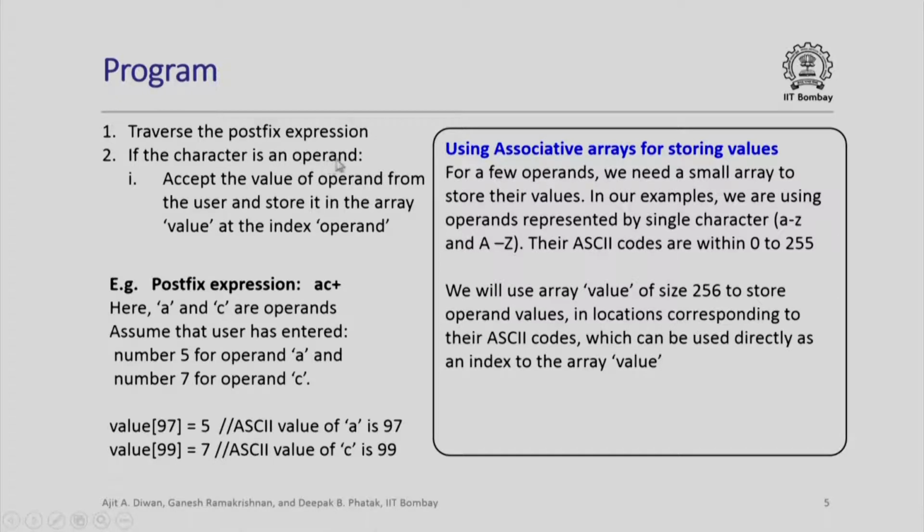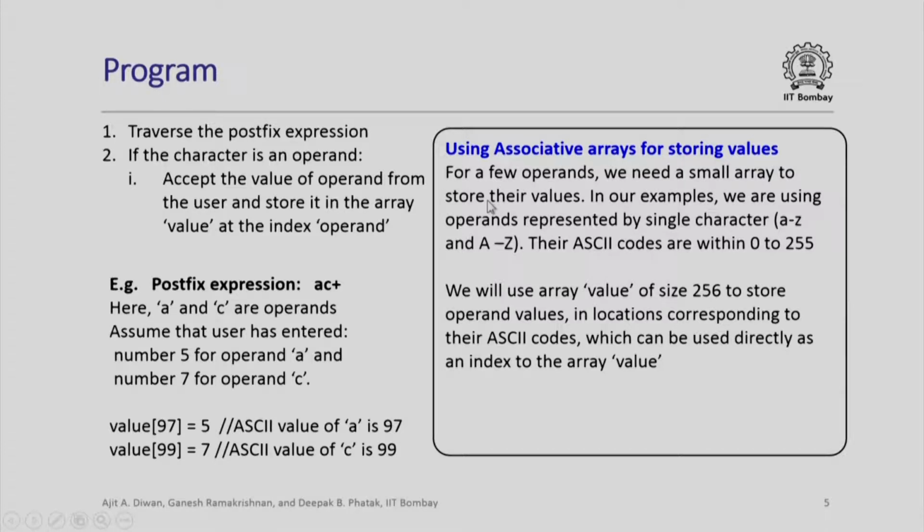Now, let us look at the character being an operand. What are we supposed to do if the character is an operand? We have to accept the value of the operand from the user and store it in an array value. Here we do an interesting thing. We use associative arrays for storing values. Those of you who have done the CS101X course from IIT Bombay would recall that in one of the examples on digital image processing for calculating histograms, we had used an associative array. Let me explain the purpose of using an associative array here.